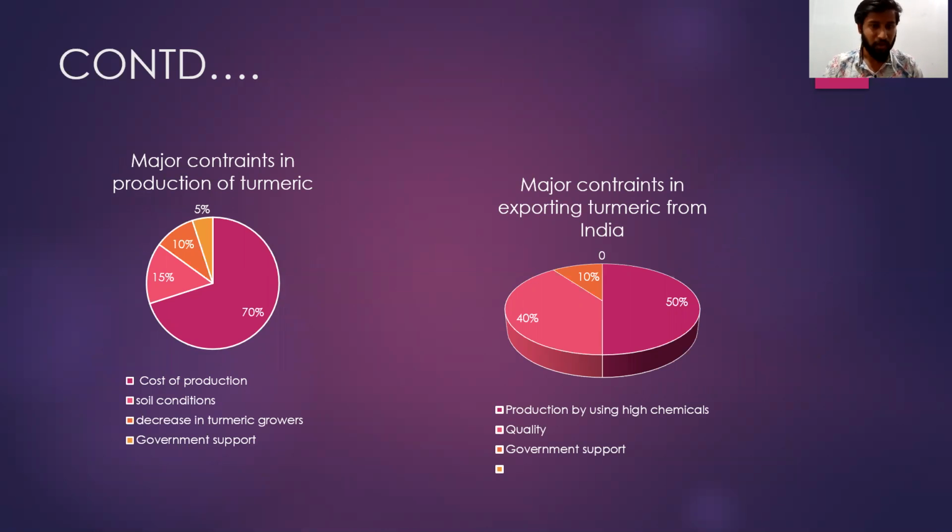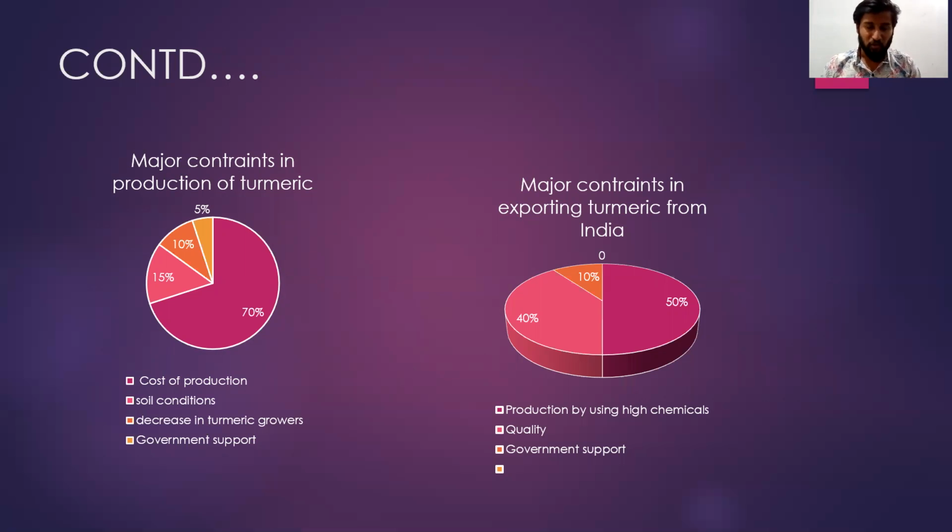When I asked my respondents about the major constraints in the production of turmeric, around 70% said that cost of production is the major constraint. About 15% said soil condition, around 10% said decrease in the number of turmeric growers, and around 5% said government support is the major constraint in the production of turmeric.